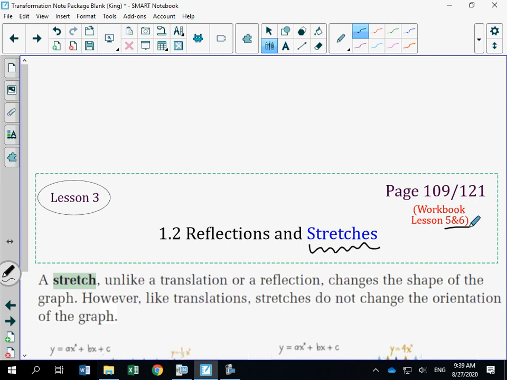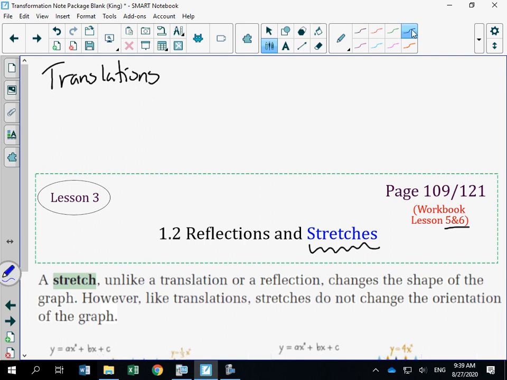So before we actually get into stretches, I want to do a quick review that you could just jot down at the top of the page on what we've done so far for transformations. The first two lessons in the workbook covered a concept called translations. Essentially, a translation is taking your graph and moving it either left, right, up, or down. It does not change the shape of the graph.